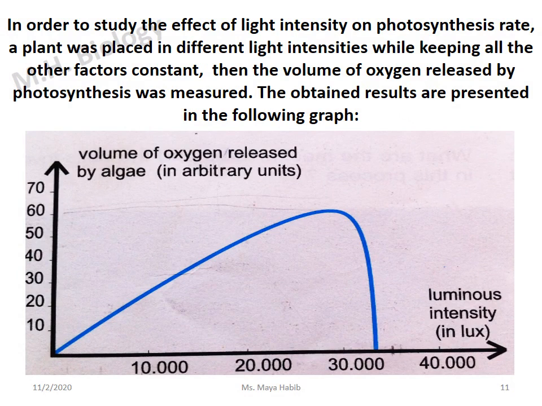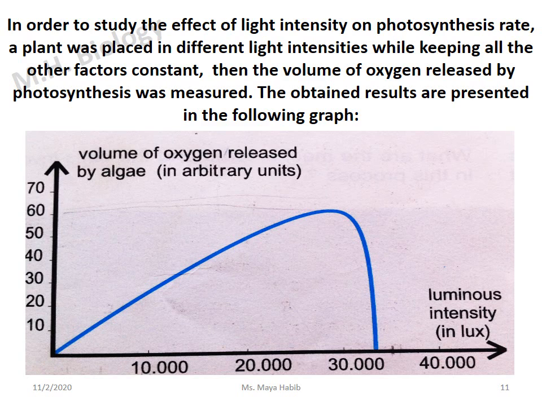In order to answer this question, a plant was placed in different light intensities while keeping all the other factors constant, then the volume of oxygen released by photosynthesis was measured. Note that photosynthesis is a biological process and we cannot observe this phenomenon directly, but we can study certain factors that can act as indicators for its occurrence. In this case, we will measure the volume of oxygen released, since oxygen is a product of photosynthesis, and if oxygen is released by the plant, this means that the plant is undergoing photosynthesis.